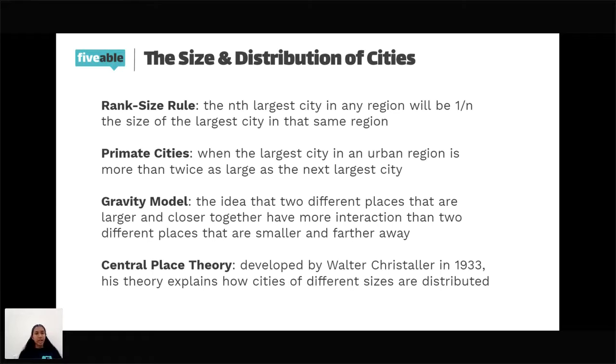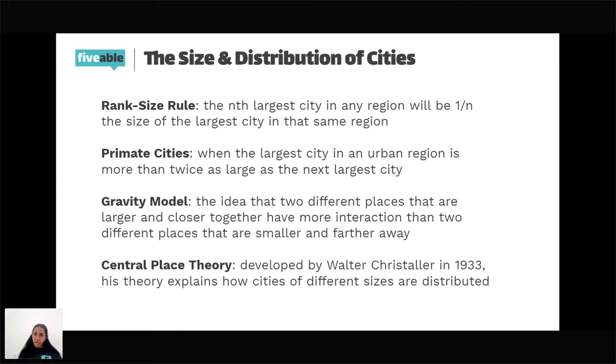The gravity model is the idea that two different places that are larger and closer together have more interaction than two different places that are smaller and farther away. So the bigger that two cities are and the closer that they are together, they have more connection than two cities that are really small and far away from each other. And it's used to predict the flow of people between places. It states that there's more migrant flow between bigger cities and cities that are close by. Yes, back to Unit 2 with Ravenstein's laws of migration. People are more likely to move to a bigger city or a city that's closer by. So that relates to the gravity model.